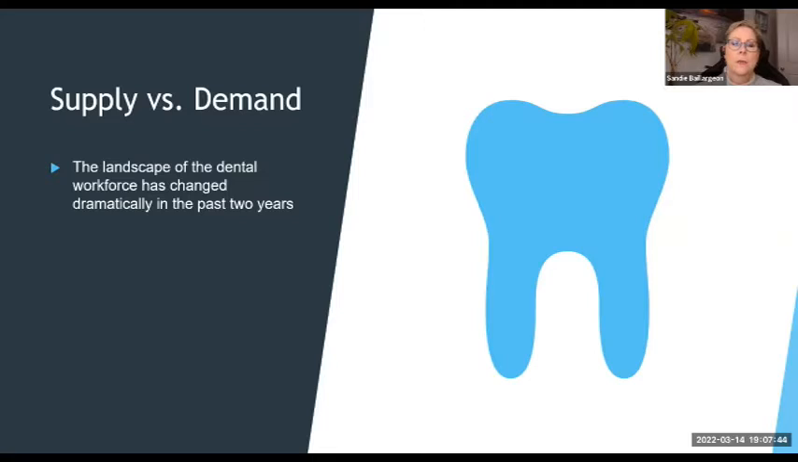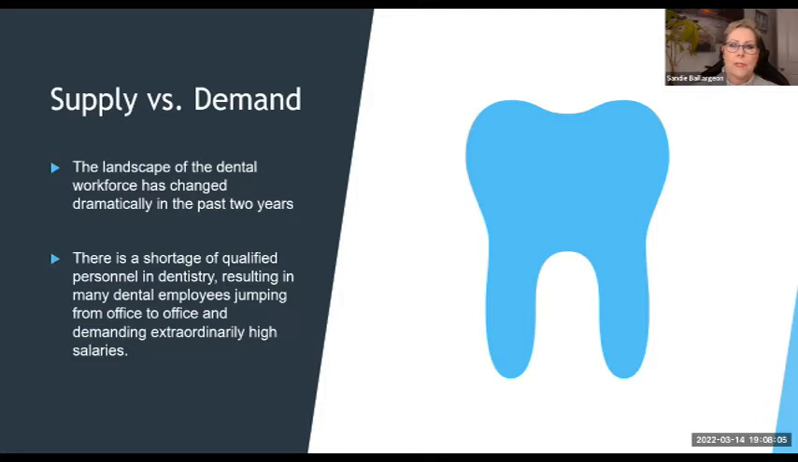Right now, we're in a situation where there is a huge demand for dental personnel, and the workforce has changed, mainly due to the pandemic. In the past 2 years, there's been a severe shortage of dental office staff members, most especially dental assistants. They're in very short supply, and administrative staff as well. There's a shortage of qualified personnel in the industry that results in many dental employees jumping from job to job because they know that they can get more money at another job, they can get better hours. So it's really in their hands right now.